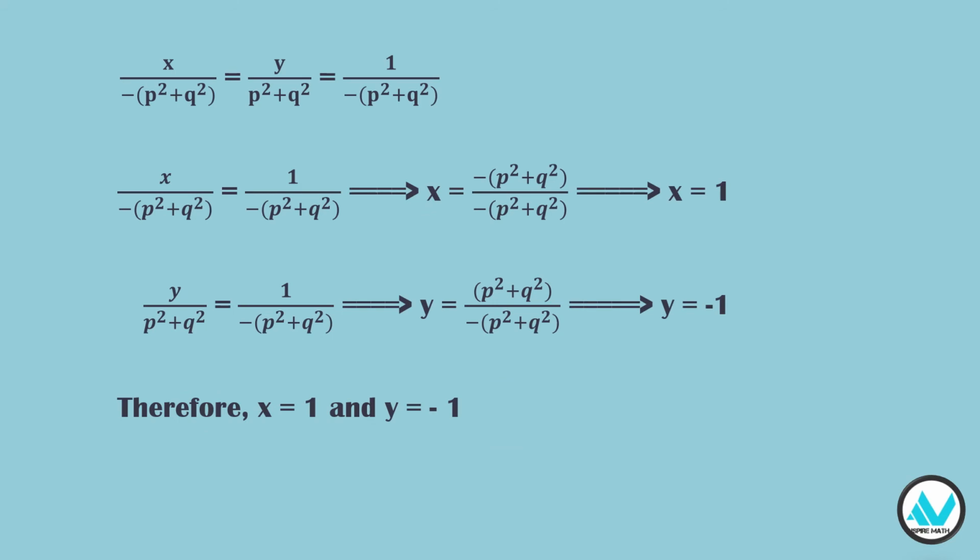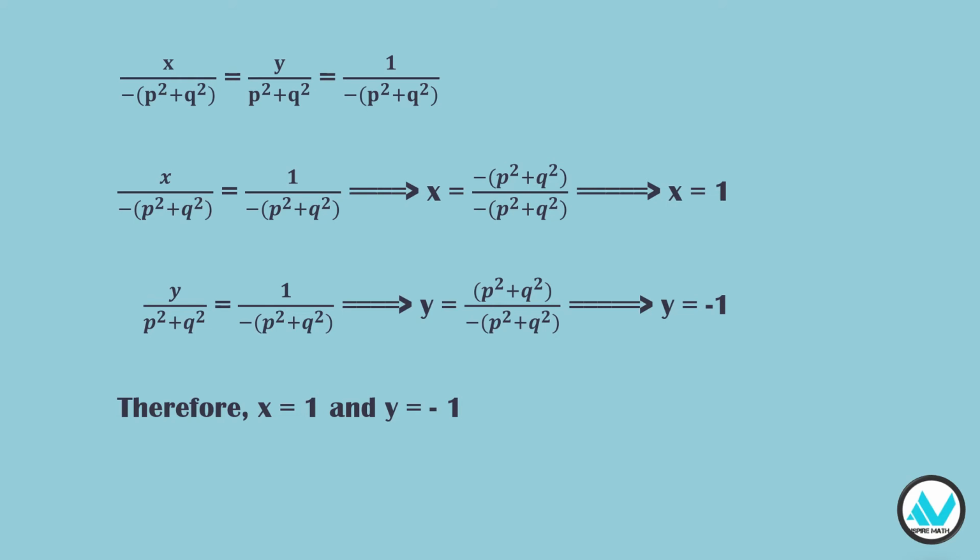So after cancellation, I get x by minus p square minus q square. So I take minus outside, so I get x by minus of p square plus q square. Again here also I get y by p square plus q square, because the other things get cancelled, which is equal to 1 by minus of p square plus q square.